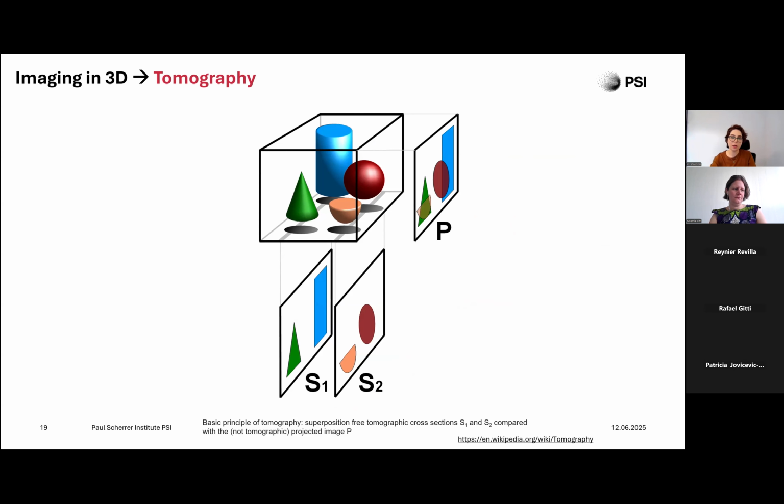Projection images superimpose all internal features along the beam paths and make an integral, or average, image on the detector. What tomography does is try to solve this superimposition by rotating the sample, acquiring several projections at several angles, and then mathematically untangling them into true cross sections of linear attenuation coefficients.